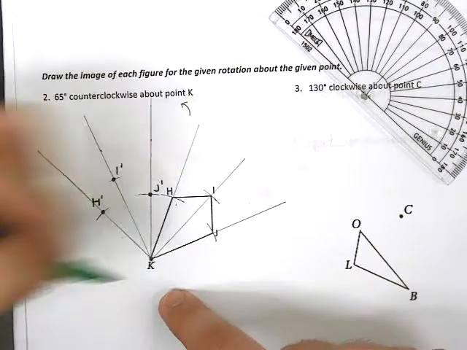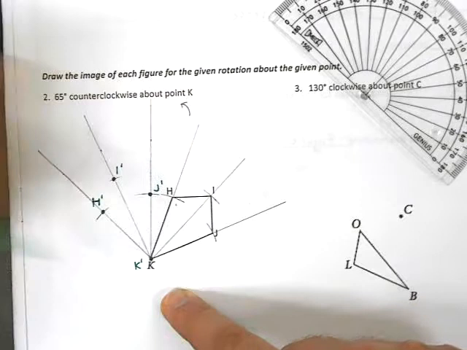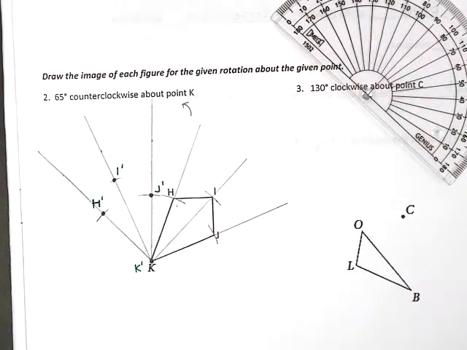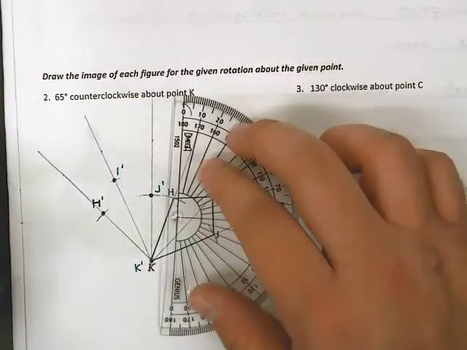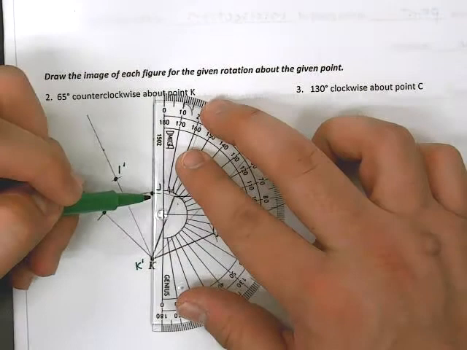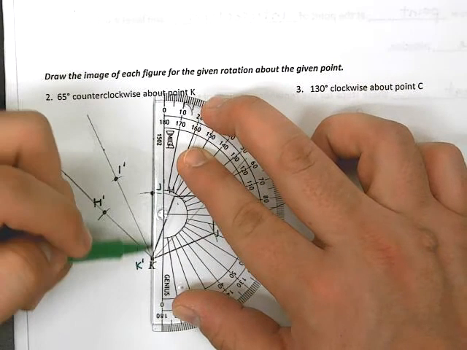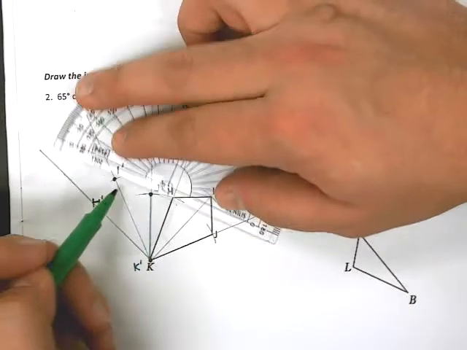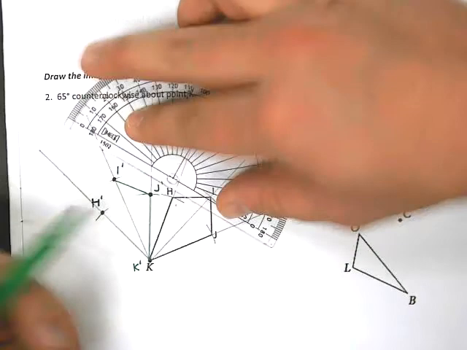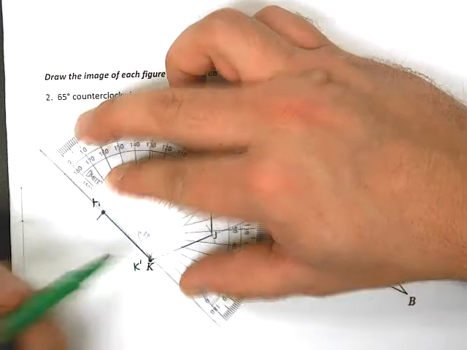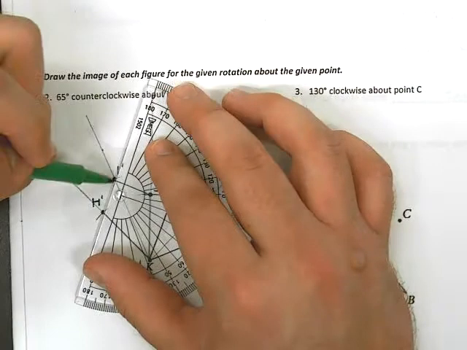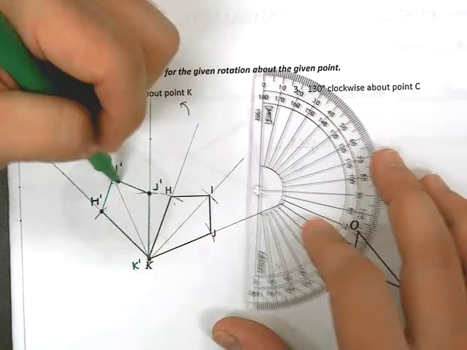That point stays. That's going to be K prime as well. So the last thing, to finish this up, take your protractor, or straight edge, or whatever you're using, and connect the dots. This is the fun part, right? Playing connect the dots. Boom. You know I like to shade.